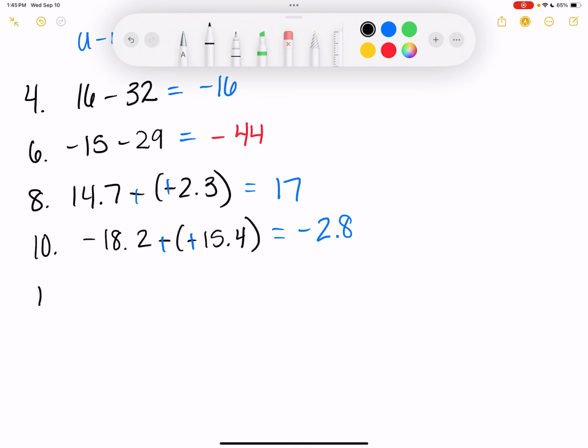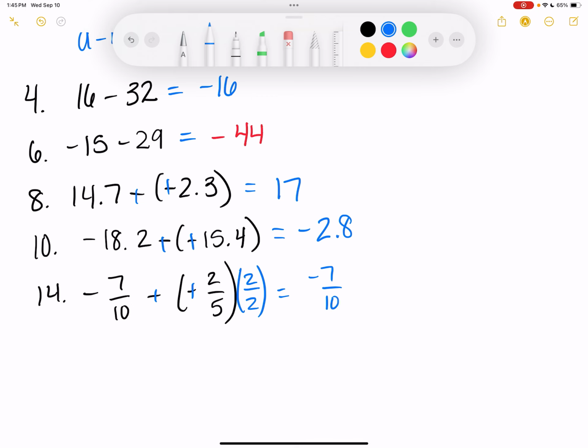Negative 7 over 10 minus a negative 2 over 5. It's a plus. 4 over 10, so it'd be negative 3 over 10. Okay, how did you get 4 over 10? By multiplying that by 2, since that's the common denominator. Yep, I needed to multiply by 2 over 2 to get a common denominator, so I have negative 7 over 10 plus 4 over 10, and I get what? Negative 3 over 10.